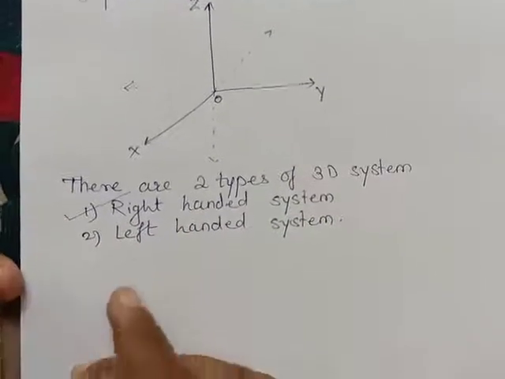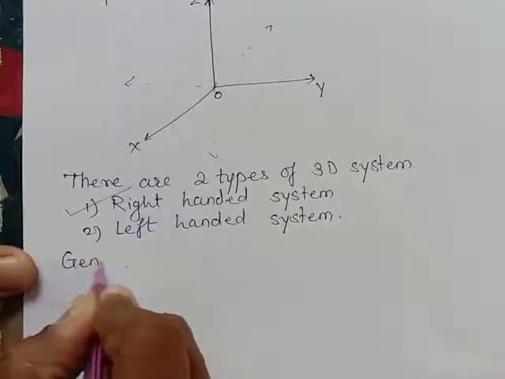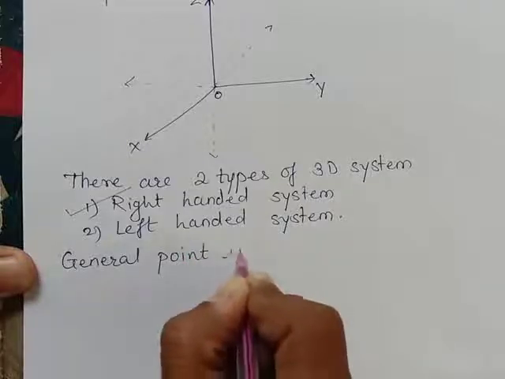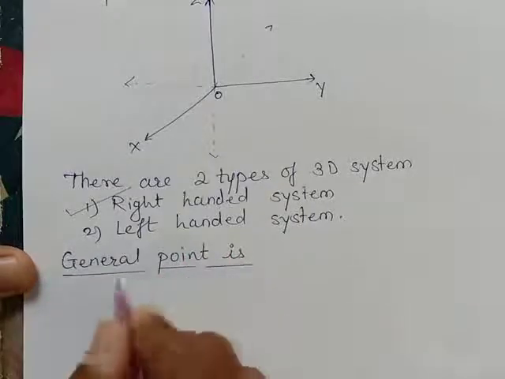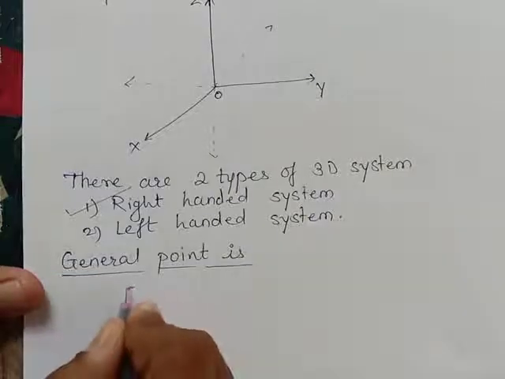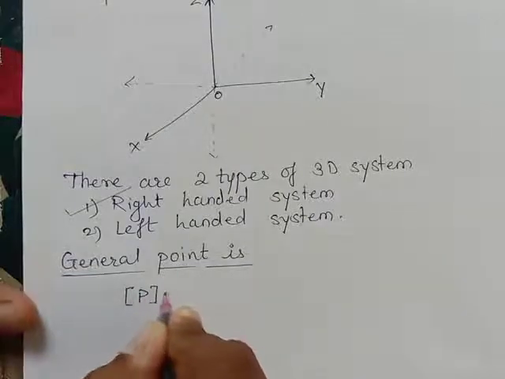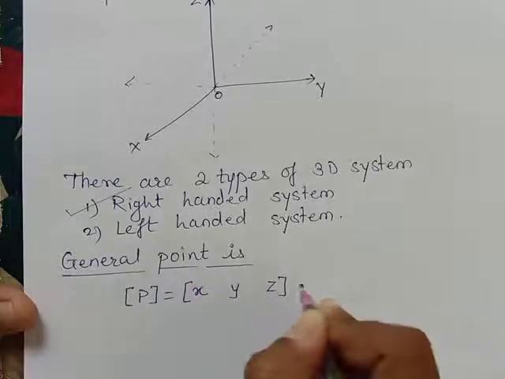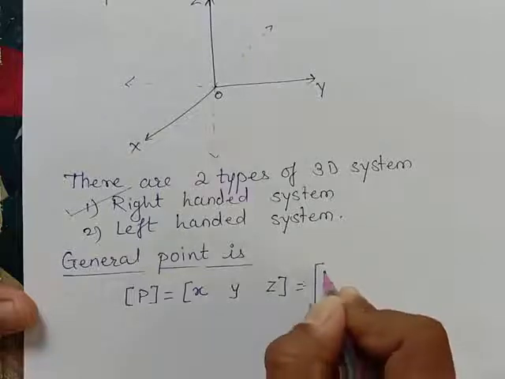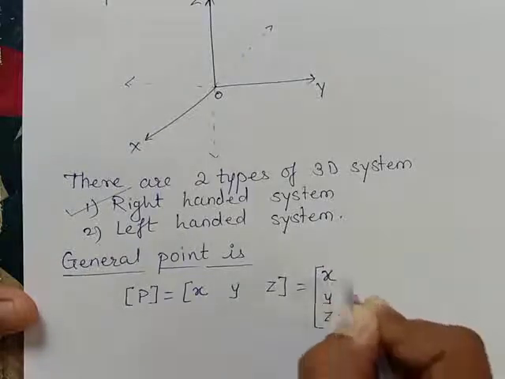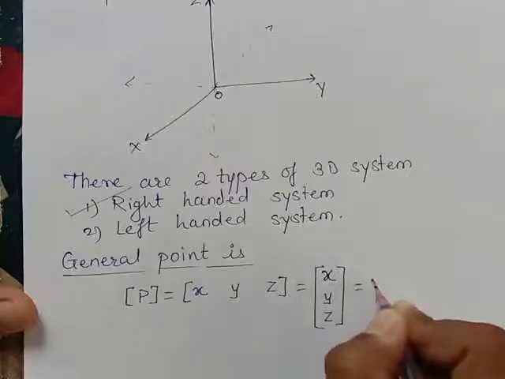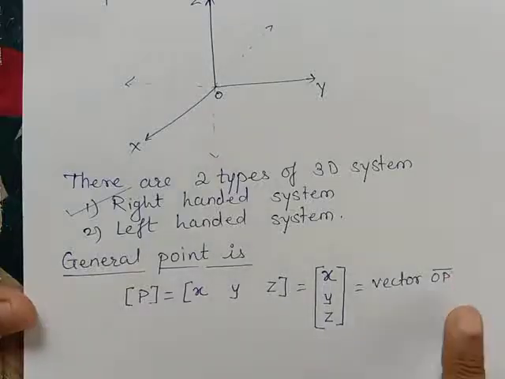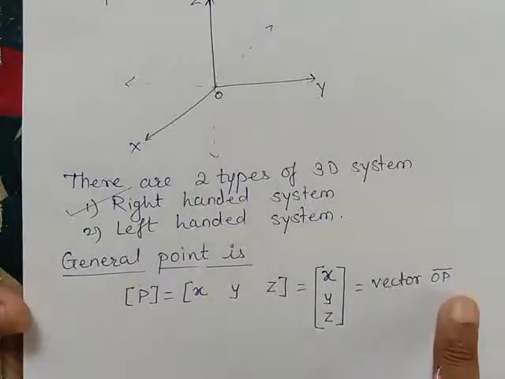Now let me write a general point. In 2D, how do we represent it? Simply as x, y. Similarly here, a general point P is represented as x, y, z, a row matrix, or it may be represented as a column matrix x, y, and z. That is the vector OP bar. The positional vector of a point P will be the vector OP bar.